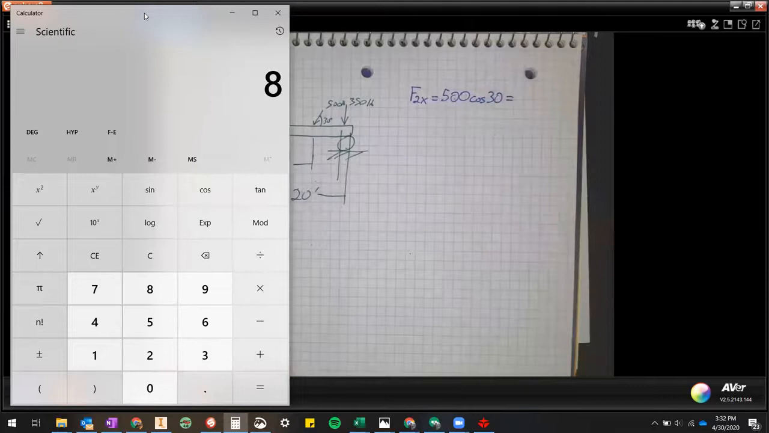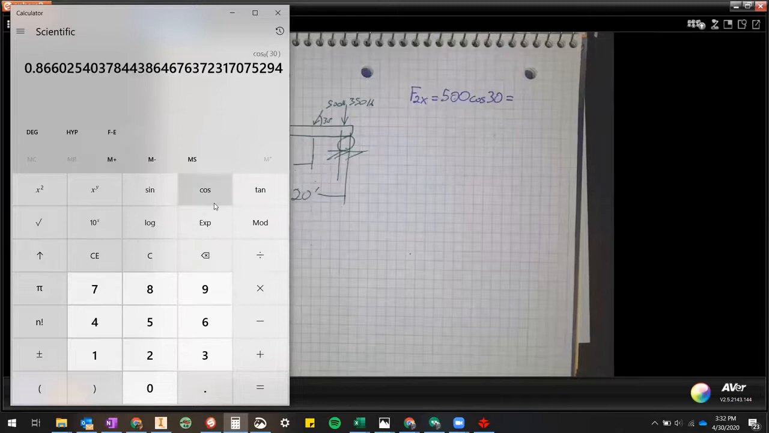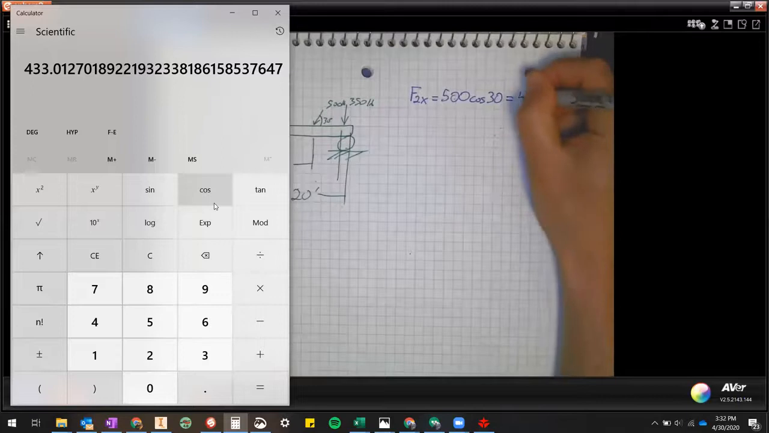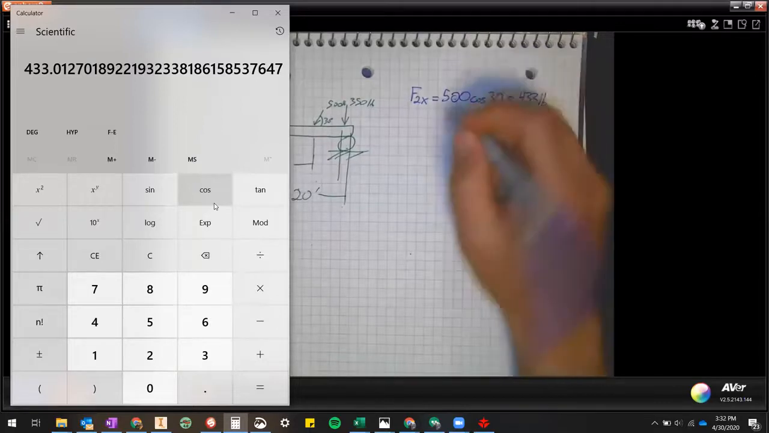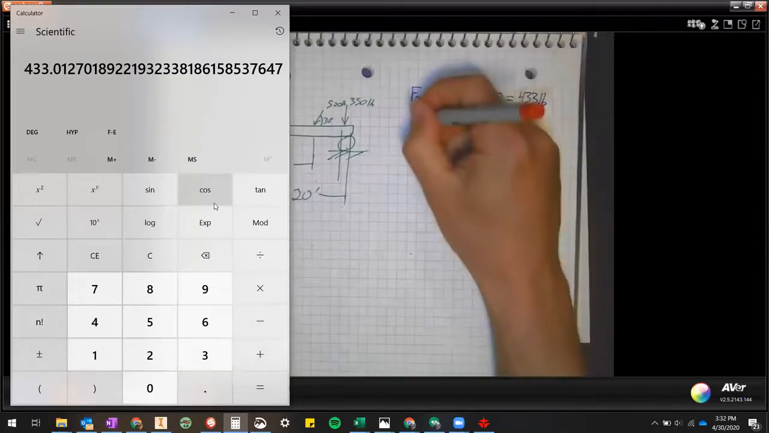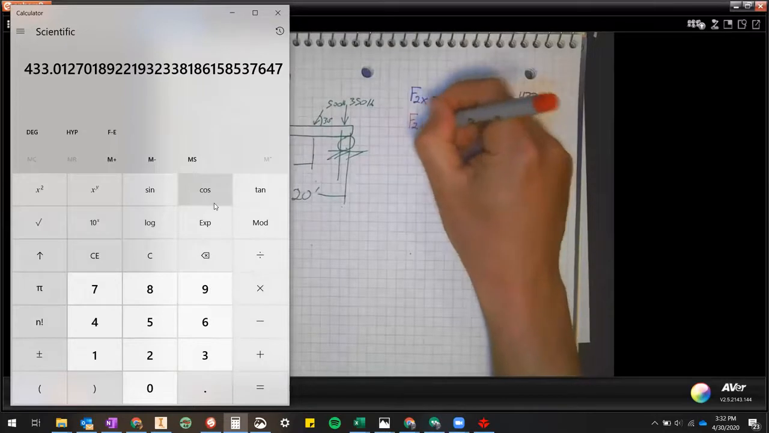And so we'll type 30 cosine times 500, and that'll be our 433 point, just 433 pounds. Okay, and then we'll write here F2y.